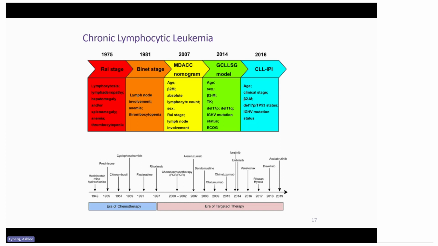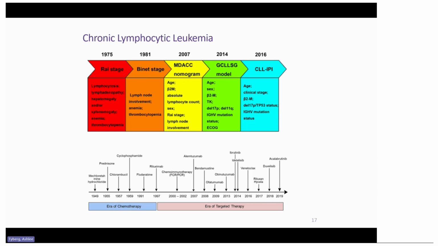So that's like the old Rai stage. And as we got a little smarter, someone said, okay, let's check this out. So beta-2 microglobulin matters. If it's really high, that's bad. So then they included that in the prognostication. And they said, maybe if you're male or female, it makes a difference. And then how high is the absolute lymphocyte count? So they try and use other things, but that's still pretty crude.